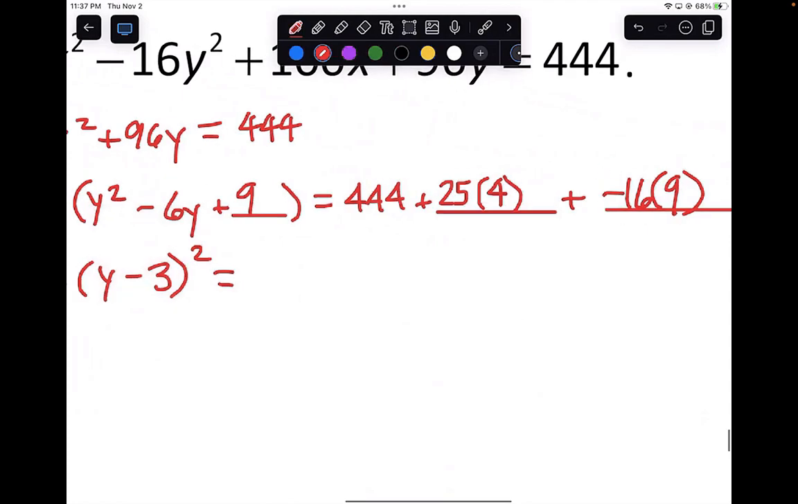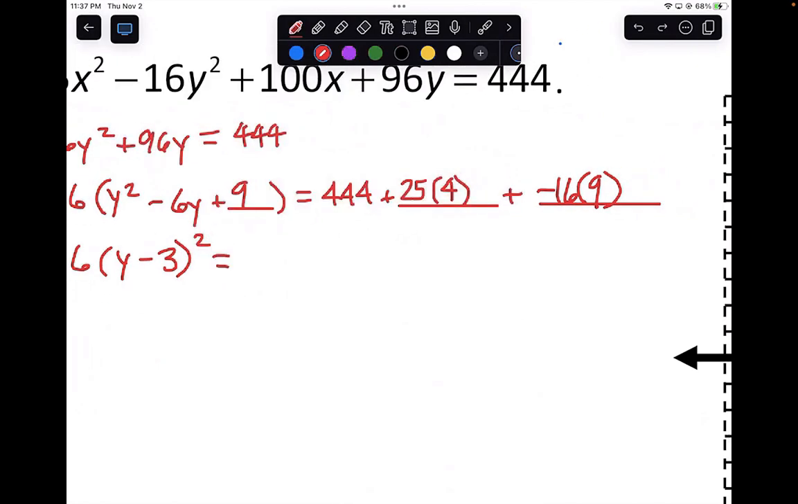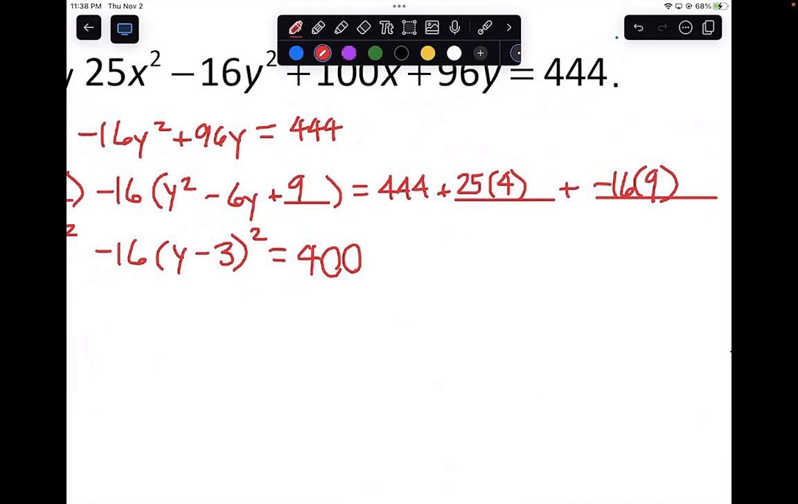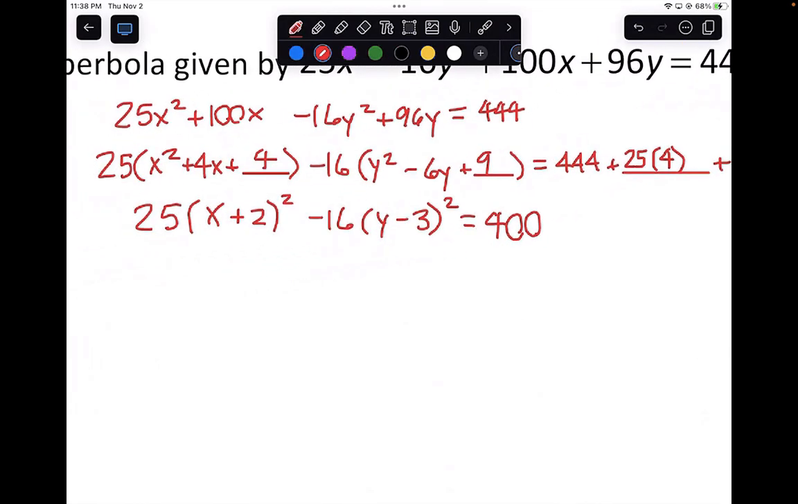This part will be, if it'll let me write. That is strange. I guess my iPad's glitching out there on the right, but yeah, that'll be negative 144. So when you combine all your like terms, you wind up getting 400 over there on that right hand side. So something that big, you'd probably have a calculator.